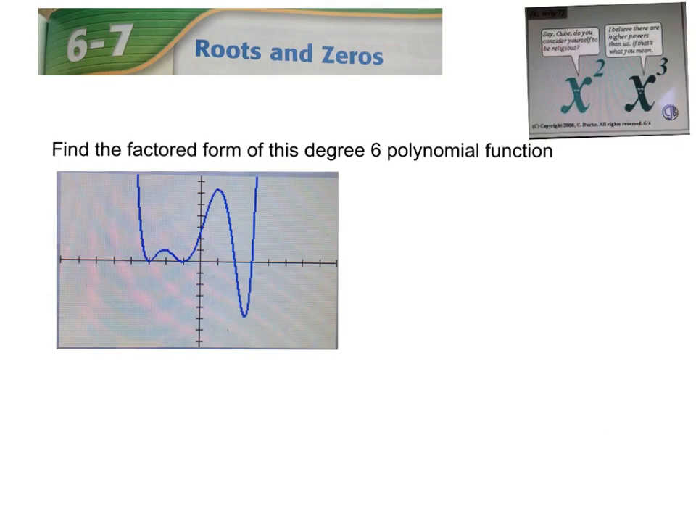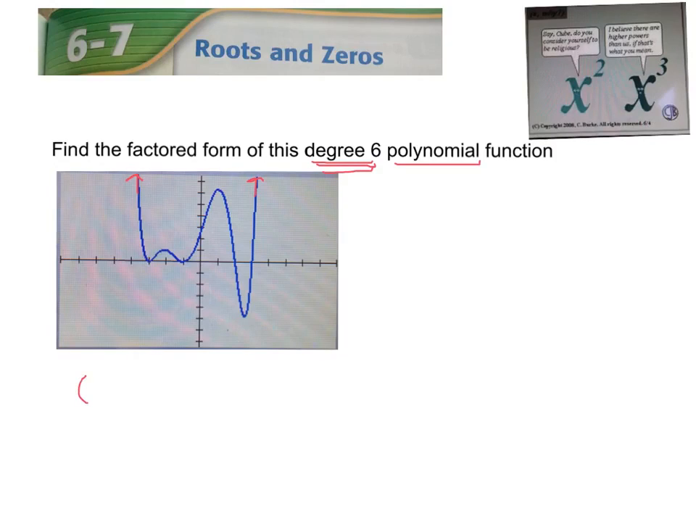So I'm looking at the graph of this polynomial function. I can see that it appears to be even because from what I see, both of the end behaviors are heading towards positive infinity. And indeed, it says find the factored form of this degree 6 polynomial function. Remember what degree means, degree 6. The degree 6 means that the highest exponent in the polynomial is 6. So how do we know how that affects the factors?